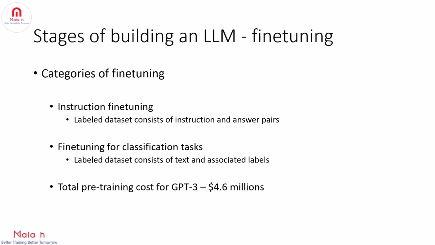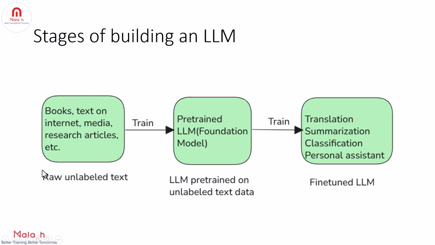And when GPT-3.5 came into the market, they did pre-training as well as fine-tuned the model. The total pre-training cost for GPT-3 was $4.6 million. Okay, so this is the workflow of how an LLM is built. And if you see, nowhere did we teach the model language or meaning, right? The model understood the language by itself because of the numerous amount of data that it has been trained on.